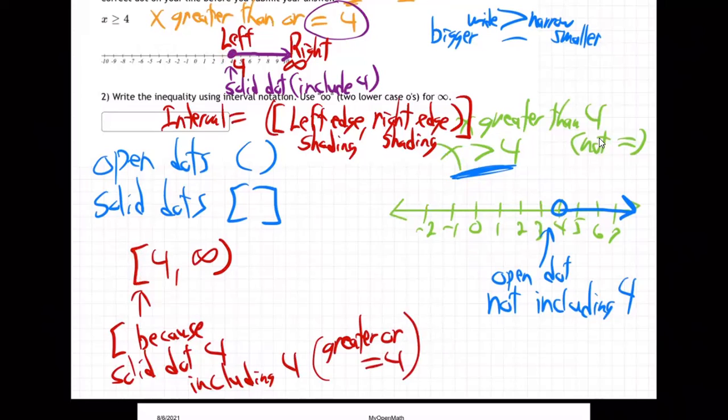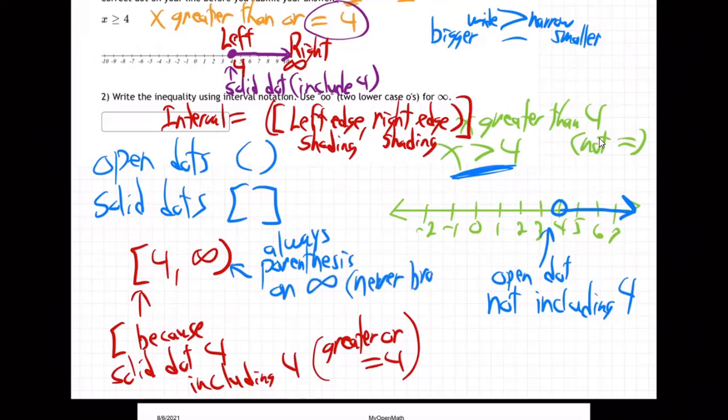Now, what about the infinity? What's up with that? Why a parenthesis here? It's always a parenthesis on infinity. You always put a parenthesis, never a bracket.